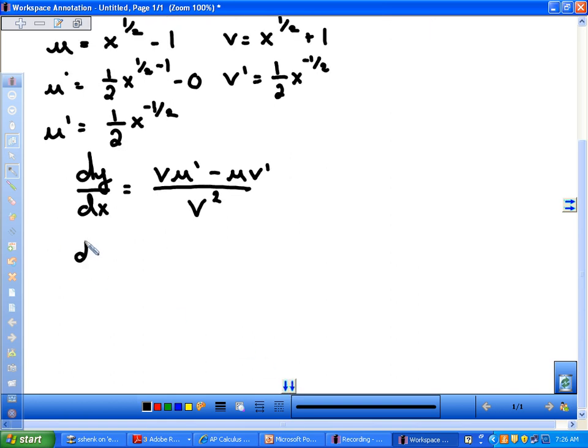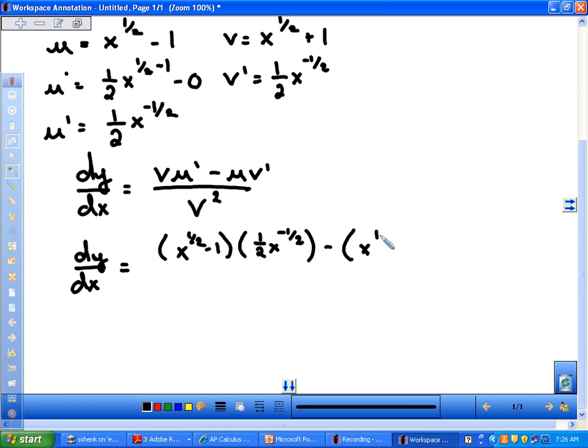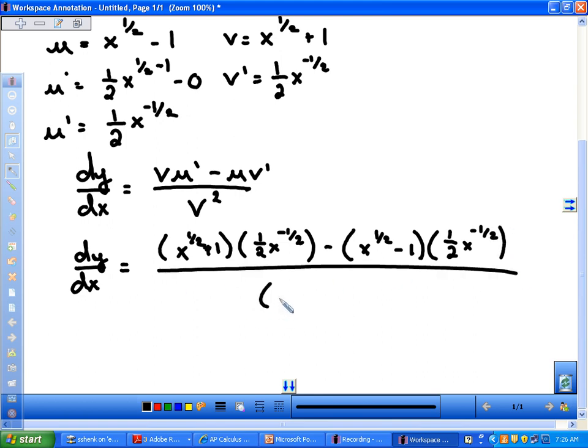Okay. So as we substitute in dy dx, our v is radical x plus 1. Our u prime, bless you, let me keep these as x to the 1/2, I guess. X to the 1/2 minus 1. Our u prime is 1/2 x to the negative 1/2. Our u is x to the 1/2. Wait, I'm sorry, this one's a plus 1, right? Yep, that's a plus 1. U is x to the 1/2 minus 1. Our v prime is 1 half x to the negative 1 half. And our v squared is x to the 1 half plus 1 squared.